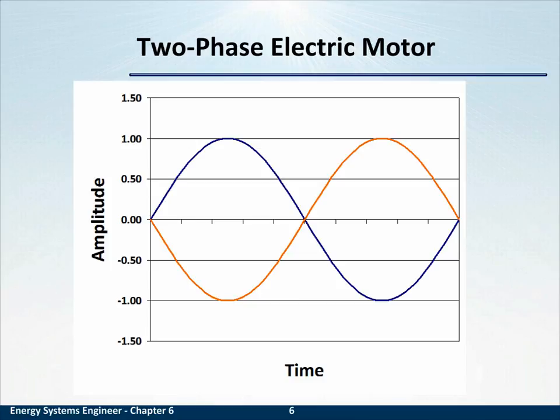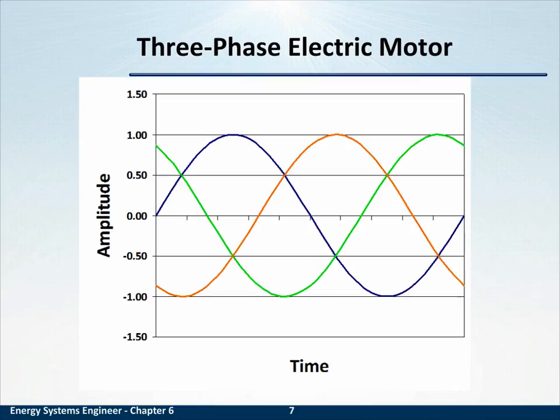These so-called polyphase motors have multiple current sources, multiple phases, and they energize separate winding coils, and that produces multiple current waveforms. So in this example here, you have a two-phase electric motor. If you take the positive of one phase, the negative of another phase, that amplitude then, that difference adds up to zero. So this is a two-phase motor. Let's look at a three-phase.